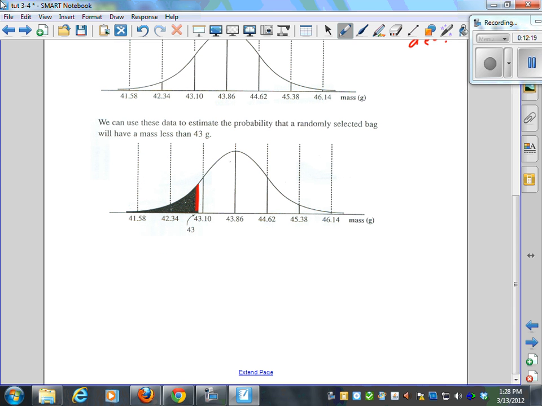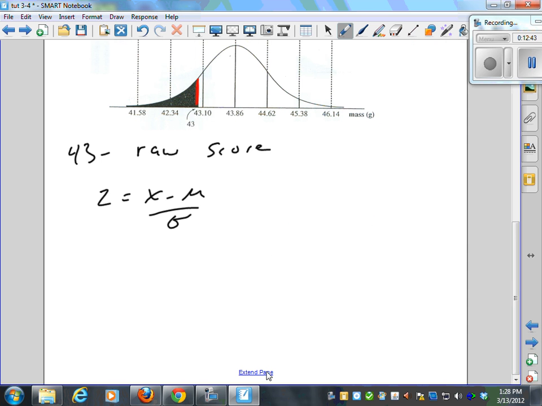So in this case, my 43 is referred to as my raw score. The 43 is the raw score. It's the number before normalizing it, before converting to a z-score. So step number 1, write it as a z-score. So you're going to write z equals x minus mu all over sigma. Okay, the x value is the 43. The average was 43.86. And the standard deviation was 0.76.